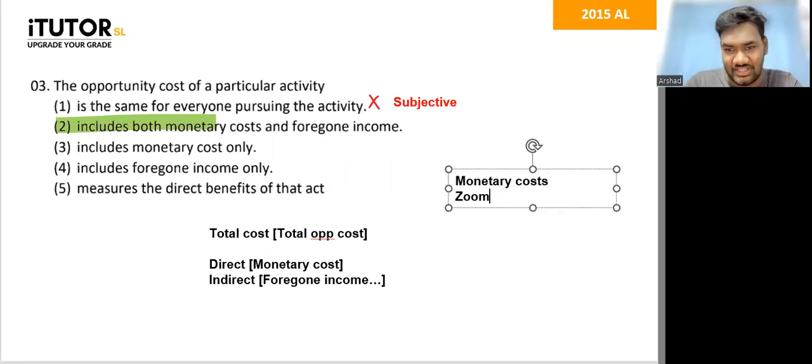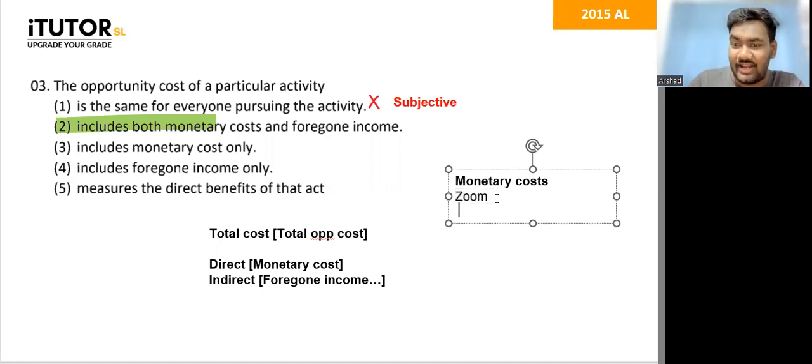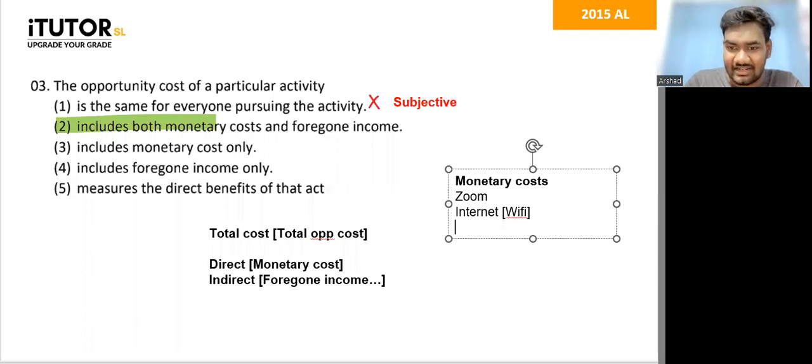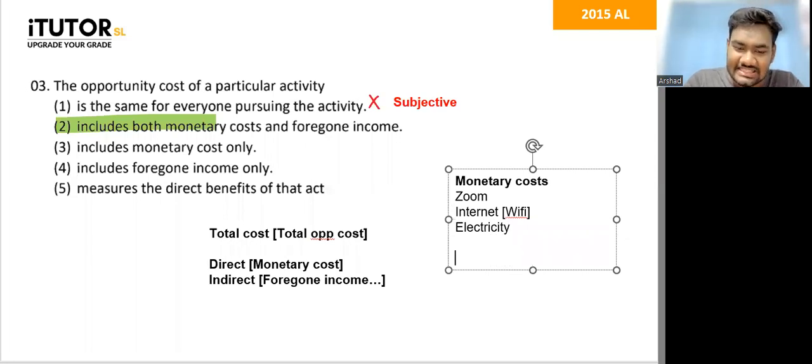Okay, my Zoom. Now, this is not my Zoom account, I'm getting it from a friend, I'll pay. Zoom. My internet charges, my Wi-Fi is going, I have to pay for that. I'm talking about monetary cost. Then my electricity. Now, let's say these are my monetary costs. Electric.